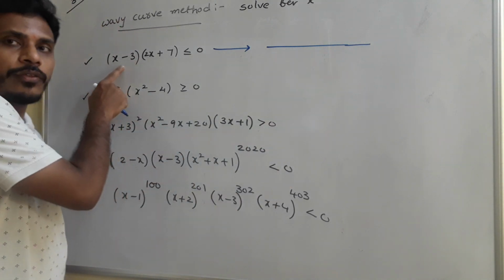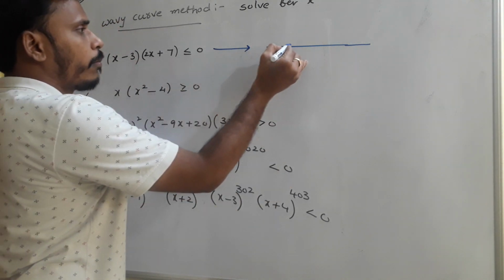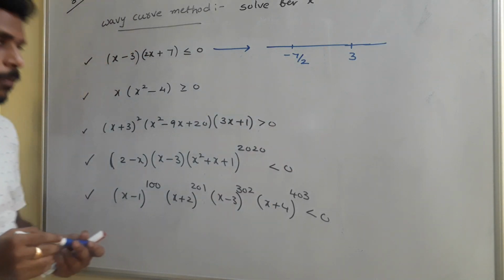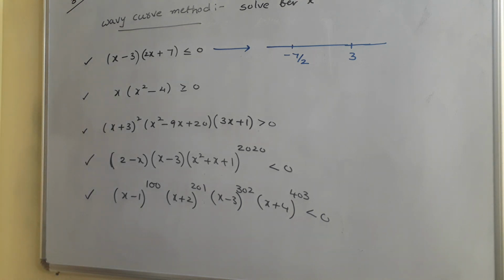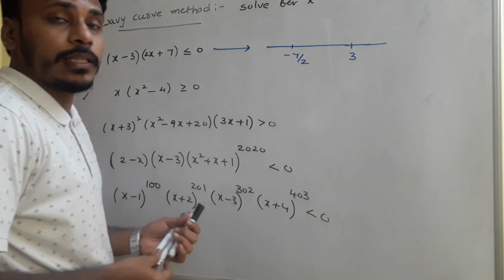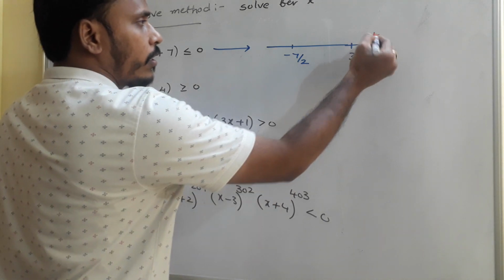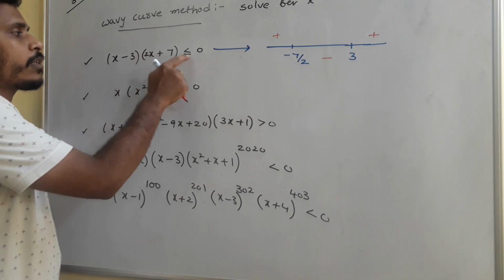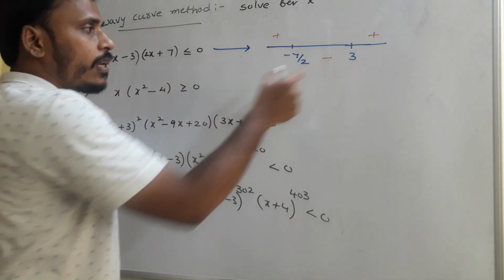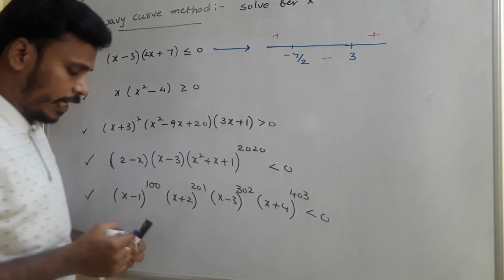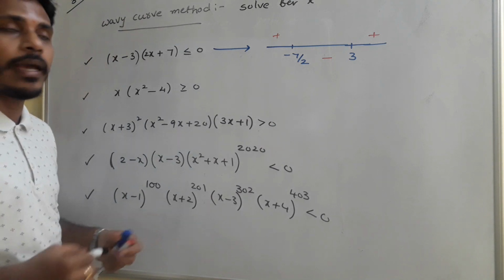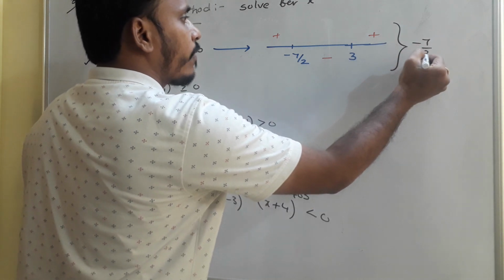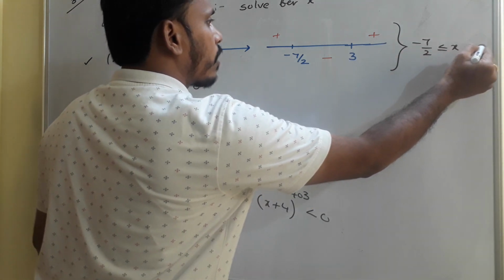The roots are 3 and minus 7 by 2. Minus 7 by 2 is one point, 3 is another point. As we discussed by the wave curve method, to the right after the 3 it is positive, negative, and then positive. So x minus 3 into 2x plus 7 is less than or equal to 0. Whenever it is negative, it is in the region between minus 7 by 2 and 3. So we will answer: minus 7 by 2 is less than or equal to x less than or equal to 3.